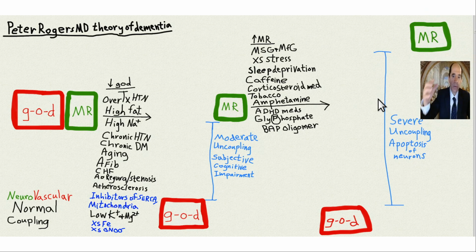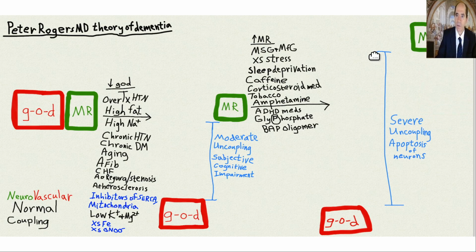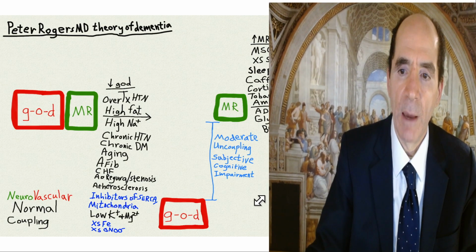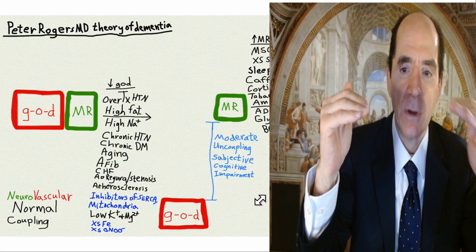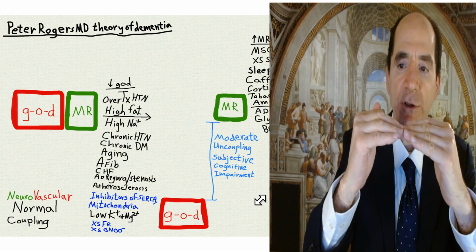And then this is the Peter Rogers theory of dementia. It's also called the supply and demand theory of dementia. So basically you have a metabolic rate, which is the MR. I'll make myself a little bigger, it'll be easier to see. Metabolic rate, MR, right here. And then you have an oxygen and glucose delivery. And supply should meet demand.